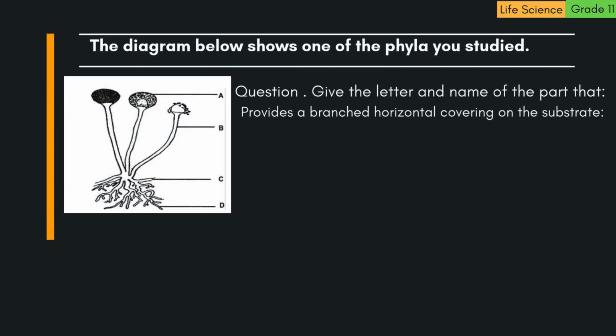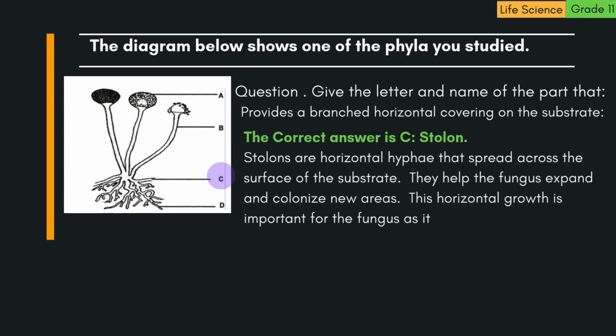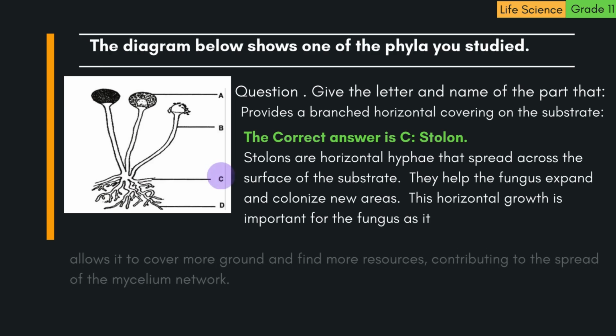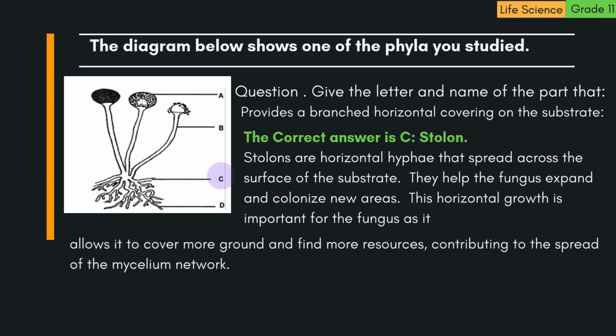B. provides a branched horizontal covering on the substrate. The correct answer is C. Stolon. Stolons are horizontal hyphae that spread across the surface of the substrate. They help the fungus expand and colonize new areas. This horizontal growth is important for the fungus, as it allows it to cover more ground and find more resources, contributing to the spread of the mycelium network.